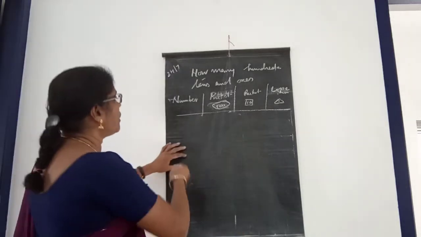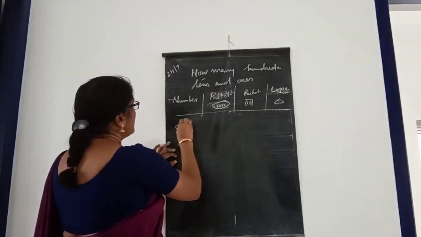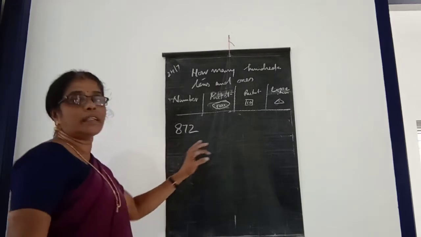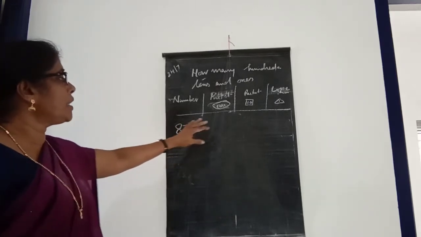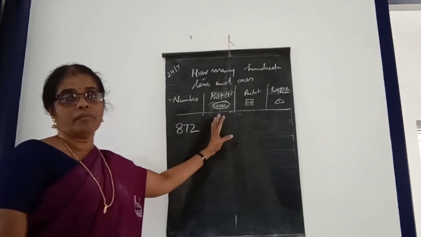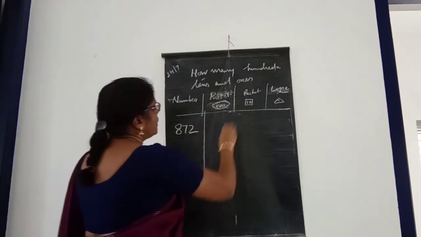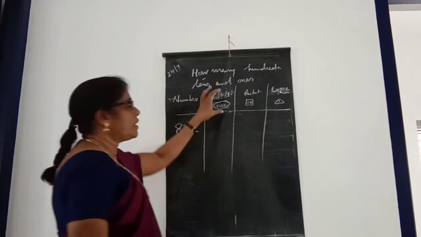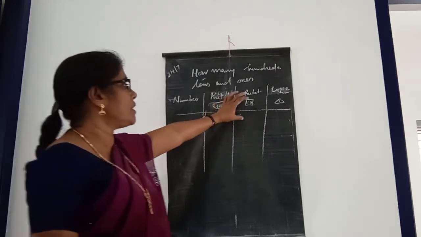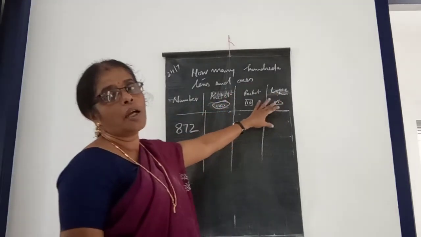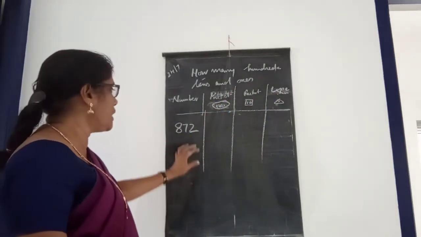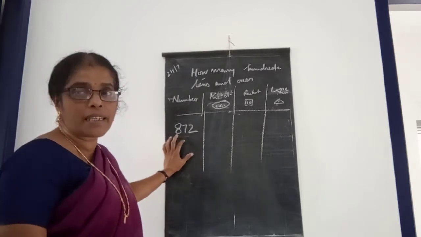Then 800, and all of you listen here, 872. Then how many hundreds packets do you want to draw here? Here you can draw. This one is the packets of 100, isn't it? This one is the packets of 10. This one is the packets of ones or loose items. Then the number is 872.